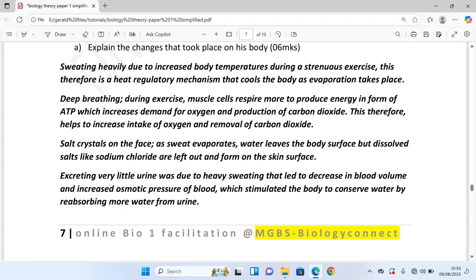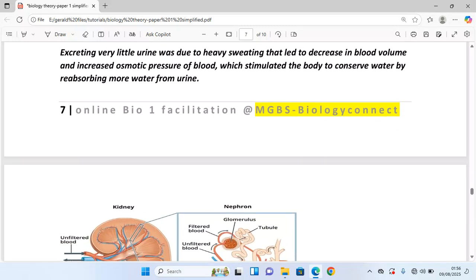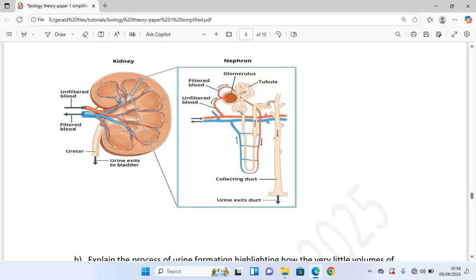So what happens when the osmotic pressure of blood rises? The receptors in the brain detect this rise in the concentration. The chemoreceptors detect the rise in the concentration and stimulate the release of antidiuretic hormone. We shall see that in detail in part B. And then when the antidiuretic hormone is secreted, it leads to more reabsorption of water at the kidney, in the collecting ducts and distal convoluted tubules.